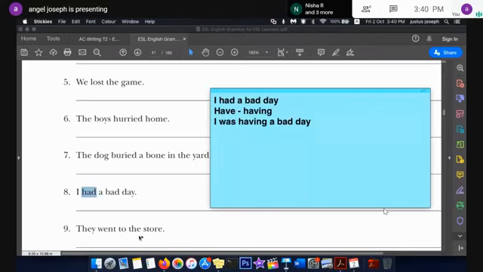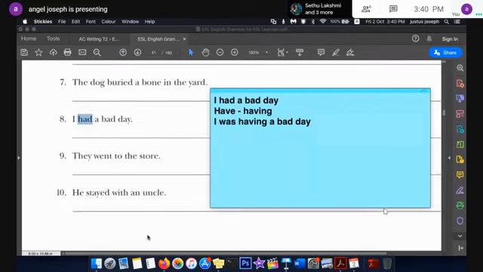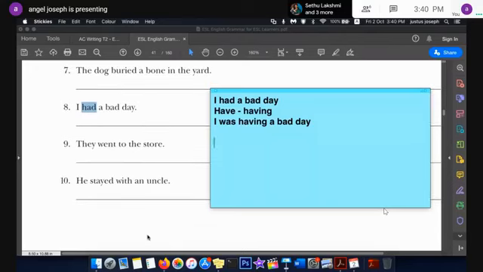Okay, let's look at the next one. "They went to the store." Now here what is the verb? "Went". What is the base form of "went"? "Went" is an irregular verb. What is the base form? "Go". What will "go" become in continuous? "Going", right? So now form the sentence. "They were going to the store."